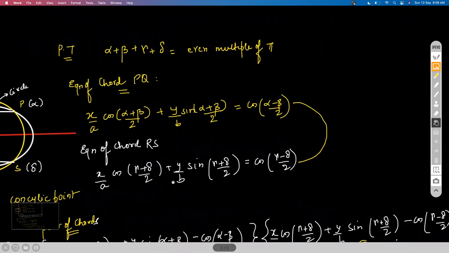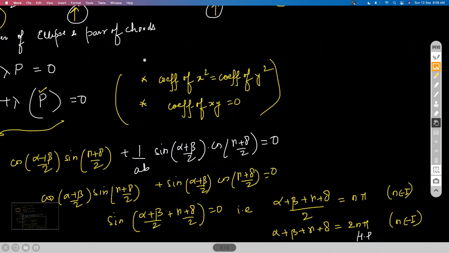This was our problem statement. Anyways, this is slightly on the higher side. Maybe this concept is going to be tested only in Advanced, not in JEE Main.